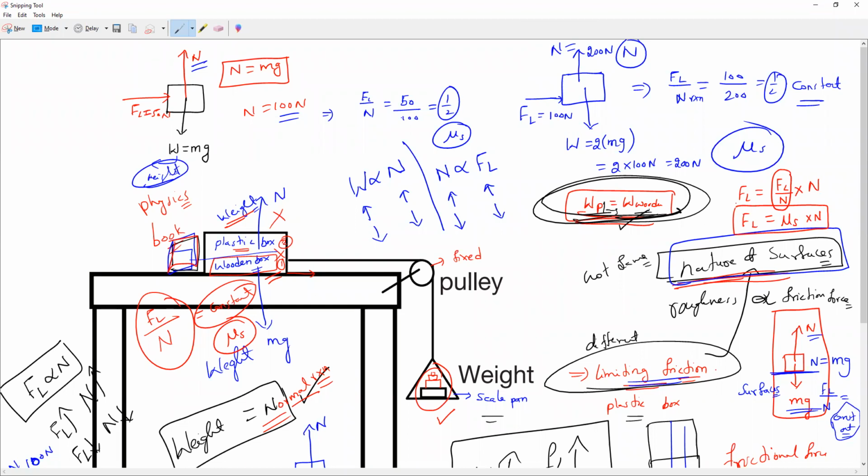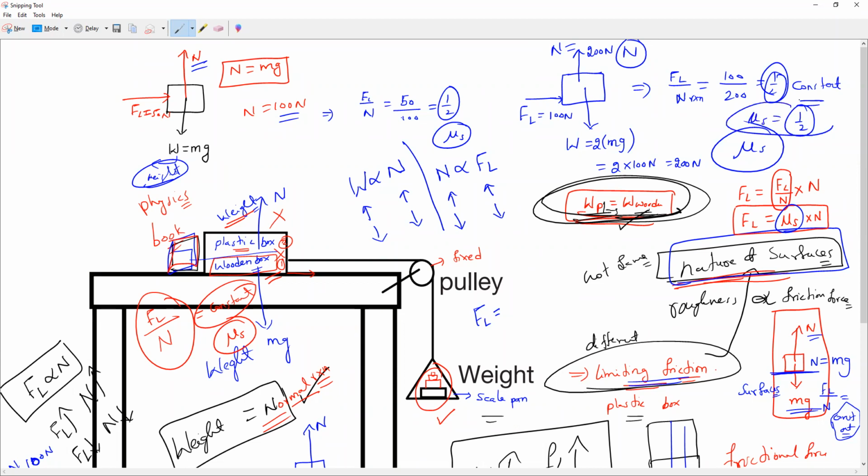So how to find it? In the previous example, the mu s is 1 by 2. If you take this physics book example, I am taking values just for your understanding, they are not specified values. In this example, what is the mu s value? 1 by 2. Understanding, everybody? Clear? In the exam, they will give you the coefficient constant. Even in 11th class physics, they will give it. They will already mention it in the question itself.